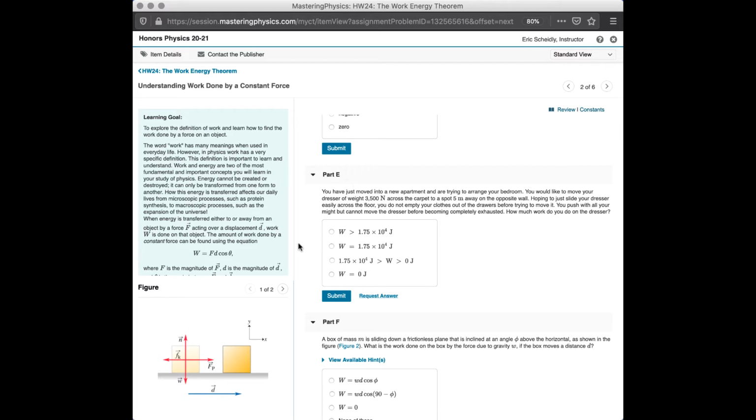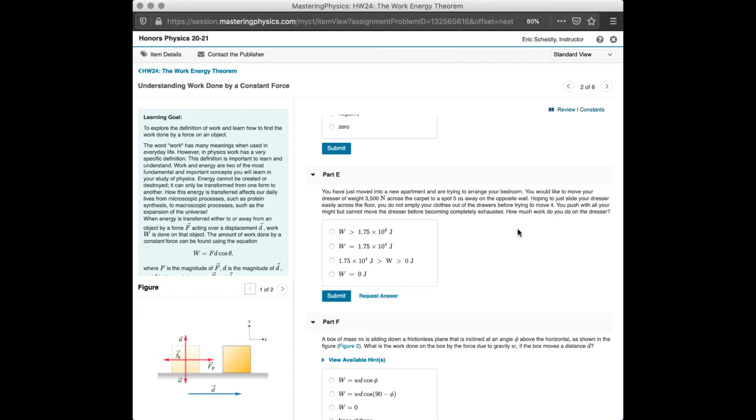Now, what are you doing in your bedroom? You've got a dresser on the carpet. Is this a second diagram? Part E? No, that's an incline. So you've just moved into your new apartment and you're trying to arrange your bedroom. You would like to move your dresser, which has a weight of 3,500 newtons, across the carpet to a spot 5 meters away on the opposite wall. Hoping to just slide your dresser easily across the floor, you do not empty your clothes out of the drawers before trying to move it. You push with all of your might but cannot move the dresser before becoming completely exhausted. How much work did you do? You didn't do any work!